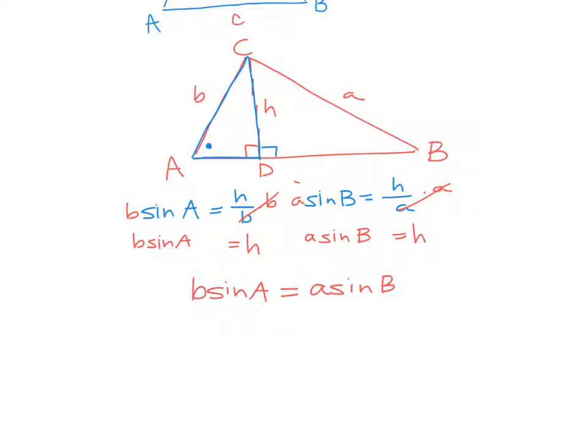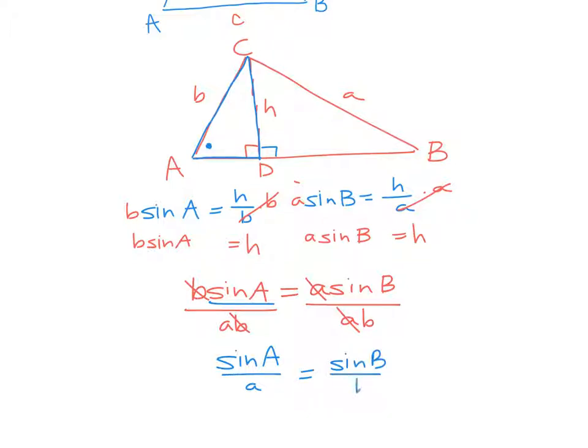And if that's the case, if I divide by the same thing on both sides, does my answer change? No. So I'm going to pick a convenient thing to divide by on both sides. If I divide by AB and divide by AB, what happens is my B's cancel here, my A's cancel here, and what I'm left with right now is sine A over A is equal to sine B over B.